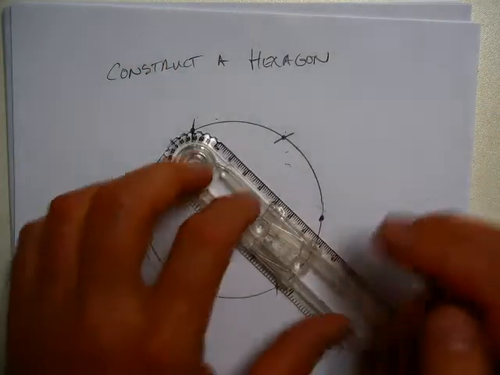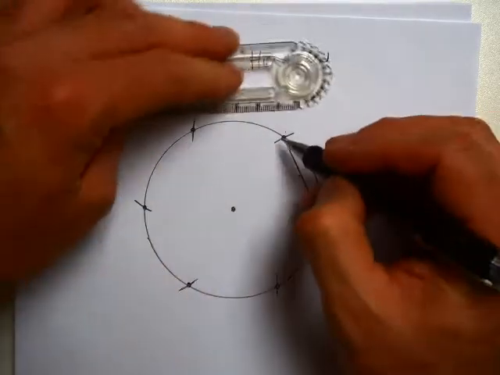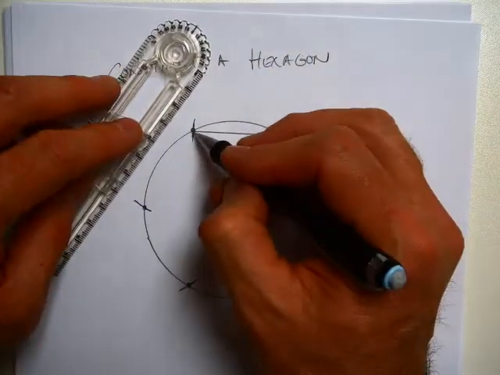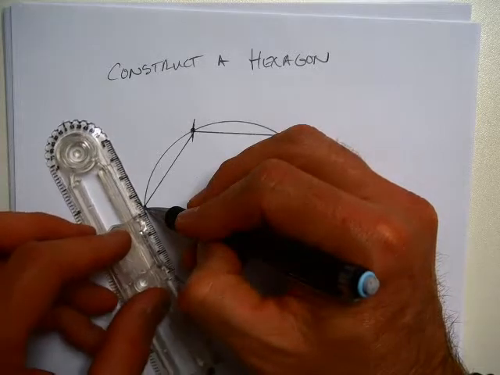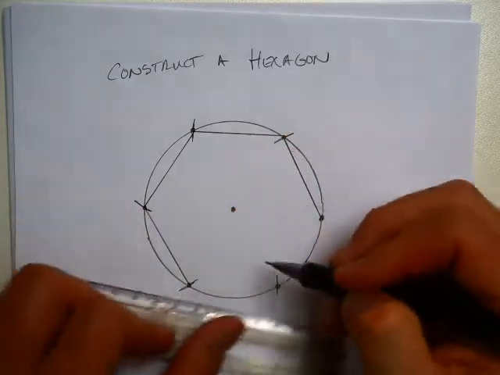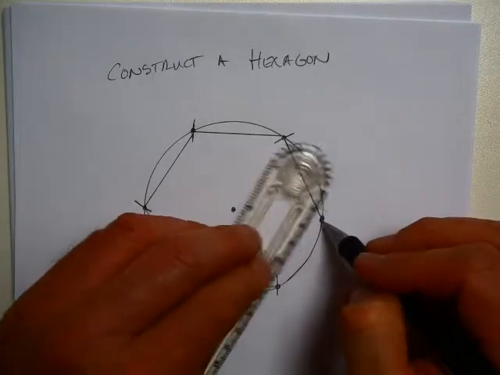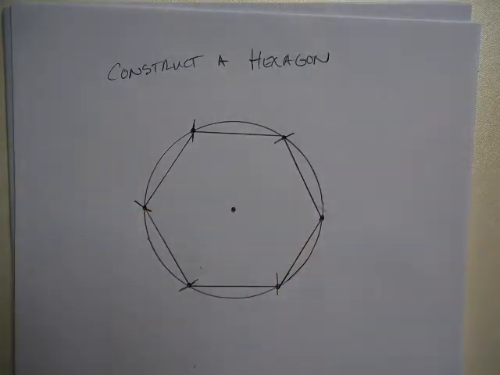Now I'm just going to connect the dots sequentially. Boom. Boom. Boom. Boom. Boom. And a little bit shorter side there. Hexagon.